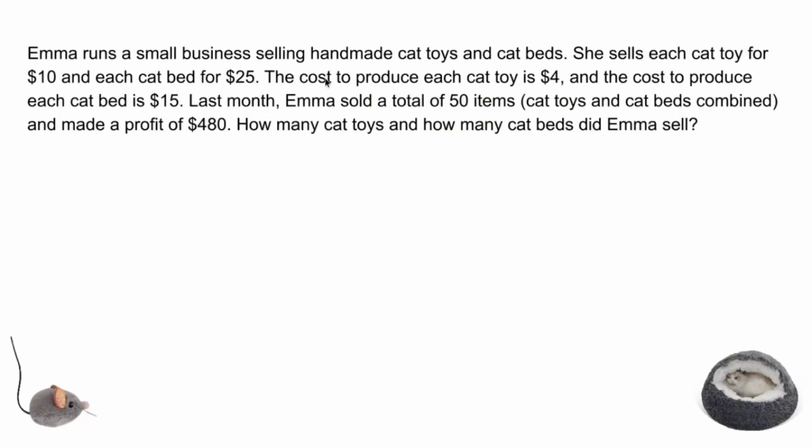Emma runs a small business selling handmade cat toys and cat beds. Good for you, Emma. She sells each cat toy for $10 and each cat bed for $25. The cost to produce each cat toy is $4 and the cost to produce each cat bed is $15. Last month, Emma sold a total of 50 items, cat toys and cat beds combined, and made a profit of $480. How many cat toys and how many cat beds did Emma sell?